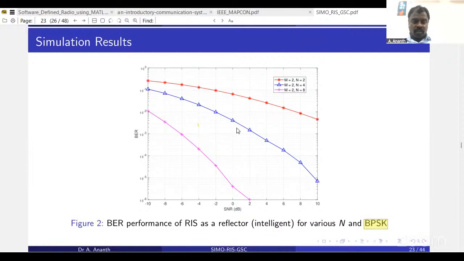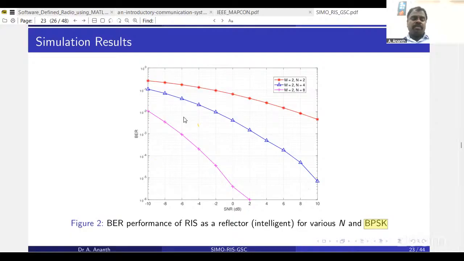So here, with 1000 bits, you may get 1 bit in error. Whereas if you see N equal to 8, the observation you can make is that it is below 10 to the power -5. So let us assume 10 to the power 5. If you are transmitting 1 lakh bits, only 1 bit will be in error. This is the kind of performance improvement your RIS elements bring with increasing the number of elements.